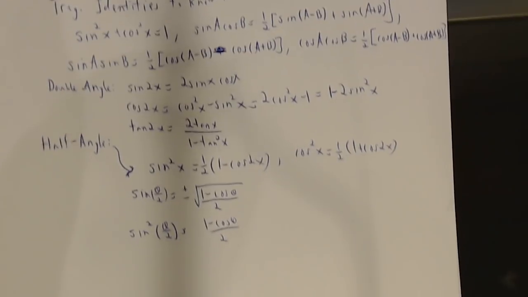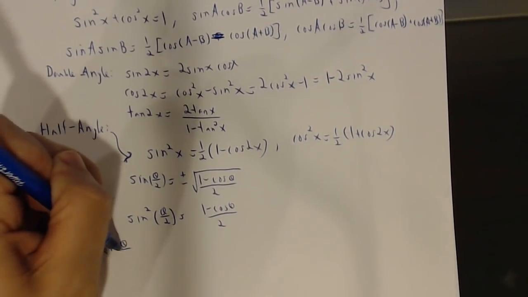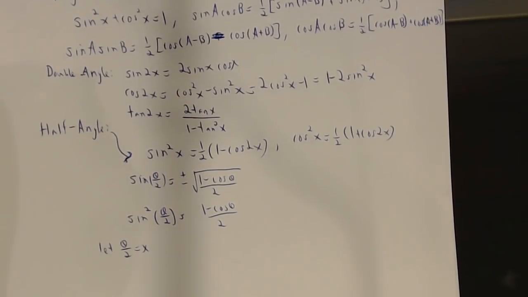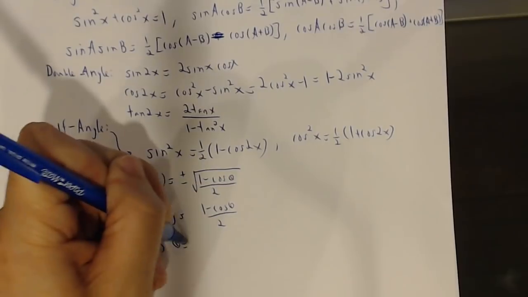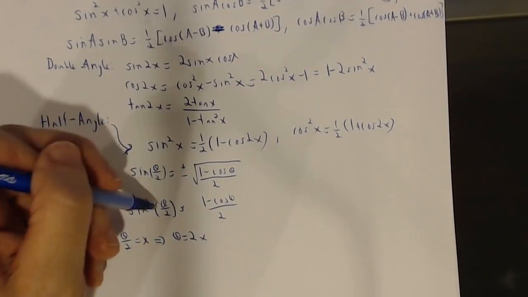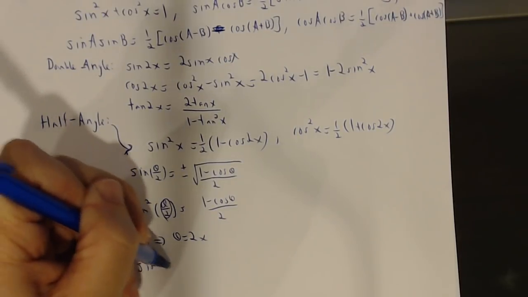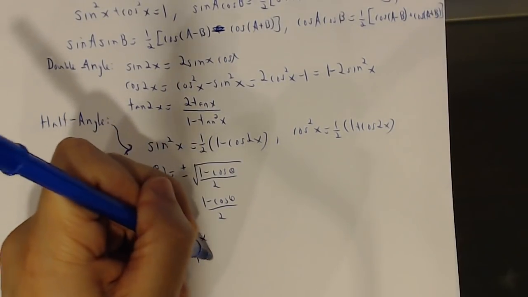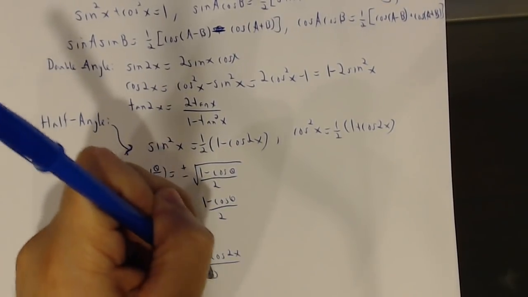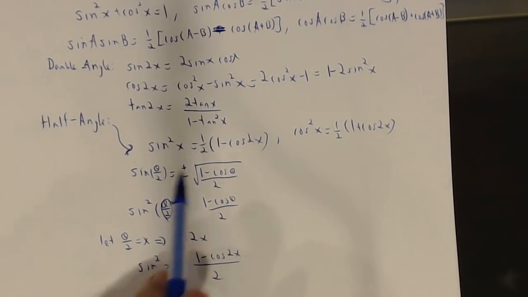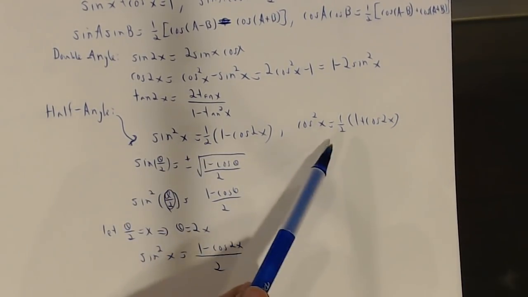And then we just use a simple substitution. You'd say, look, let theta over 2 equal x. And if theta over 2 equals x, what does that imply? Theta equals 2x. So what happens is if I change the theta over 2 to x, I get sine squared x equals 1 minus cosine, and theta becomes 2x, over 2. So if I factor out a 1/2 from this, it'll look exactly like that. So sure enough, these are the half-angle identities.